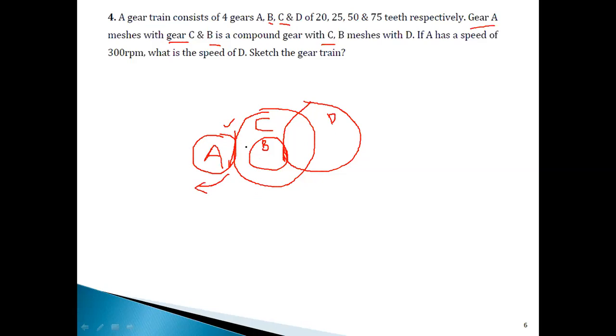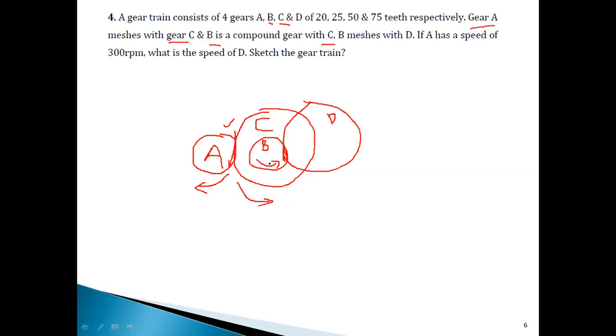Then what happens to gear C? It has to rotate opposite, that is, anti-clockwise direction. Be careful, I told you both gear B and gear C are mounted on the same shaft. If gear C rotates in the anti-clockwise direction, then gear B also rotates in the anti-clockwise direction.